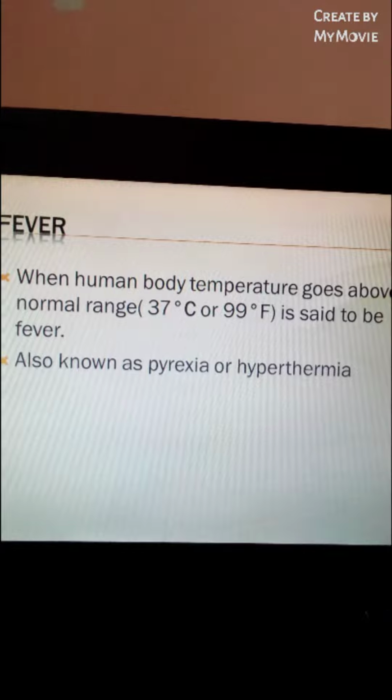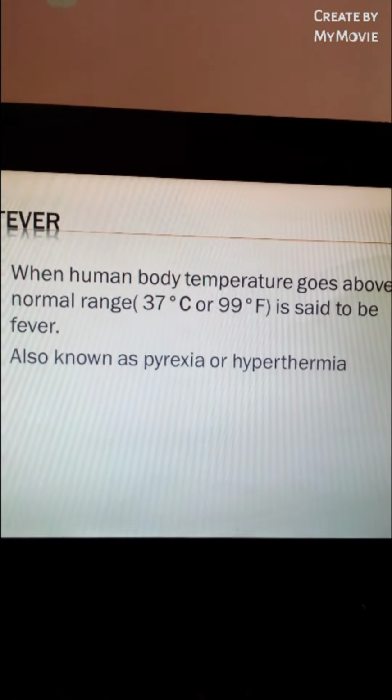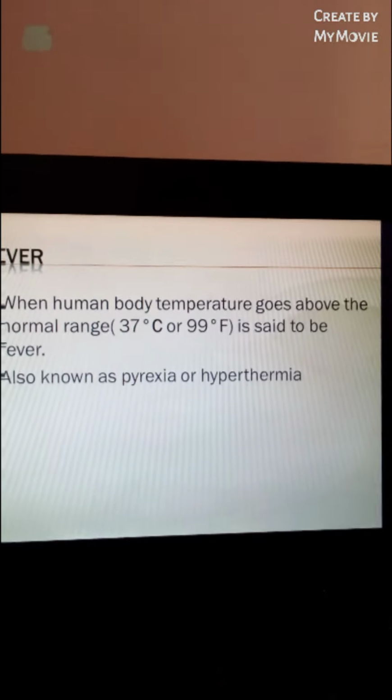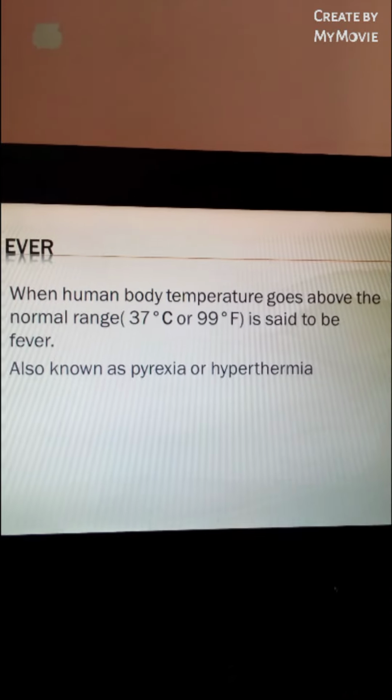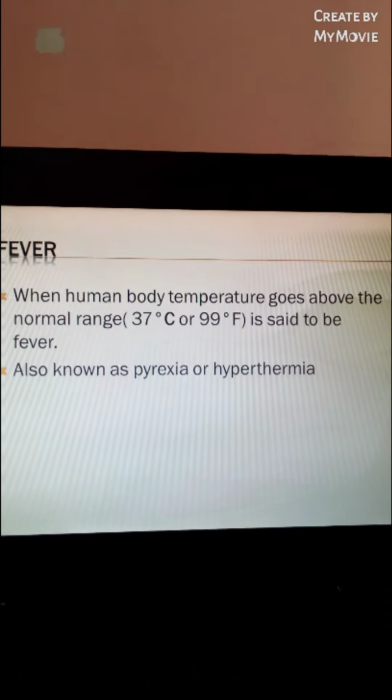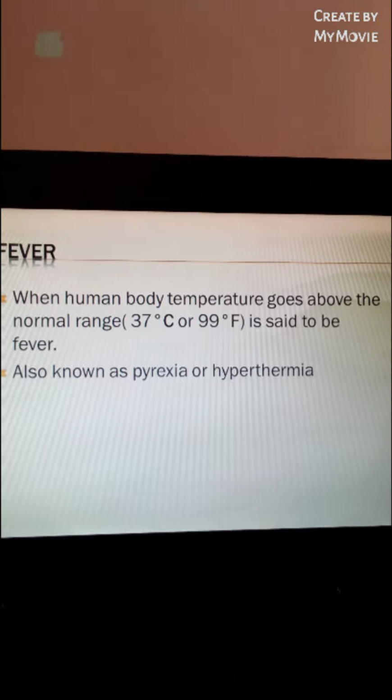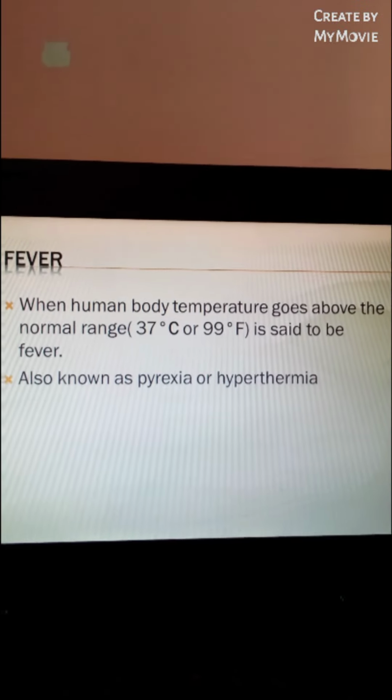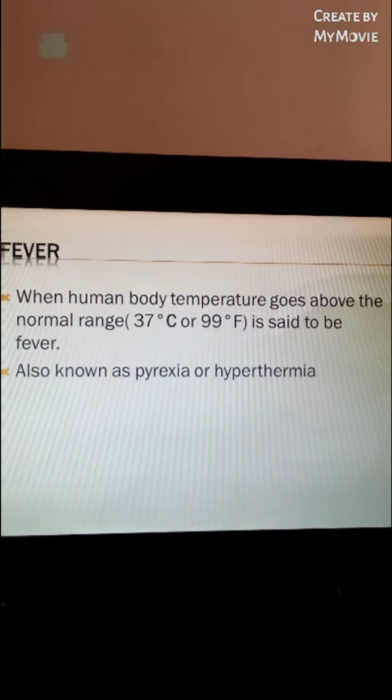Okay, so what is fever? It's generally a rise in the human body temperature above the normal range, that is 37 degrees Celsius or 99 Fahrenheit. So that is a fever. This is also known as pyrexia or hyperthermia.